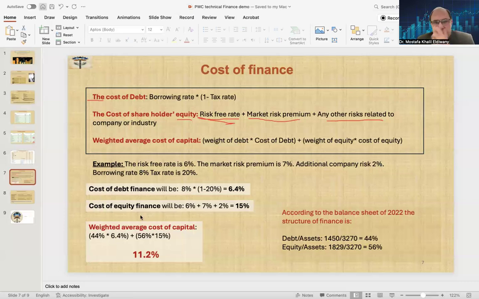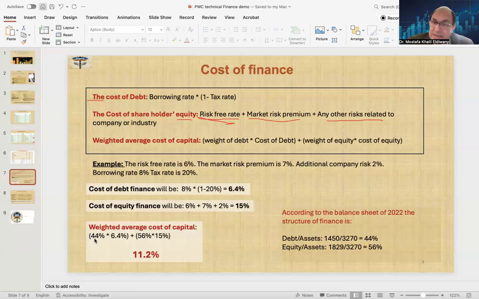Cost of equity finance will be the risk-free rate, the rate on the deposits, the rate on the treasury bills of the government, 6%, and you add on it all the expected risks you might encounter. The higher the risk, the higher the return you require. So we added the 7 plus 2, 9 plus 6, 15%. Now, the shareholders of the business, or the board, the executive team of the business, they decided to use 56% of the investments. They will finance it from equity and 44% from debt.